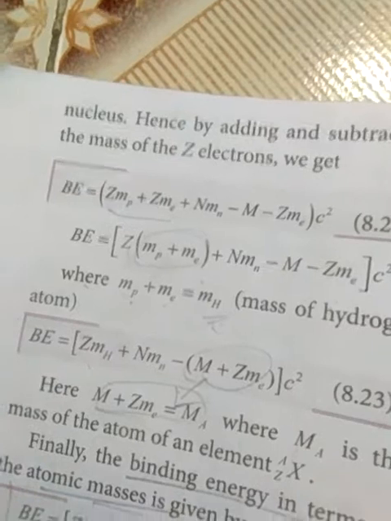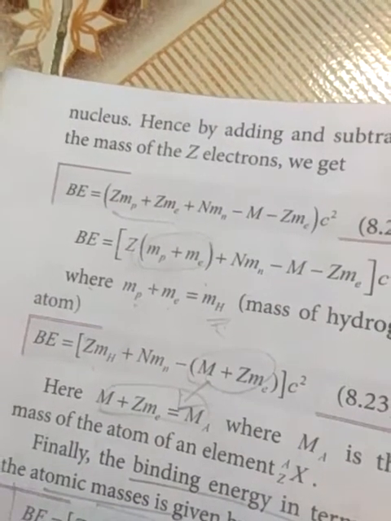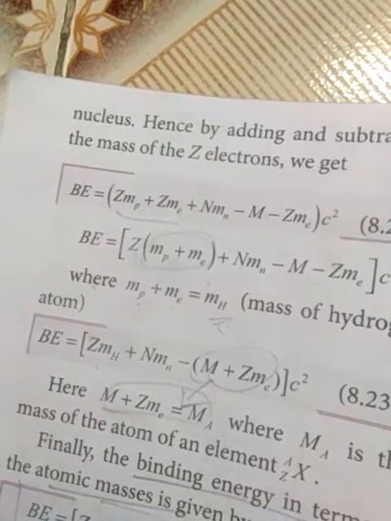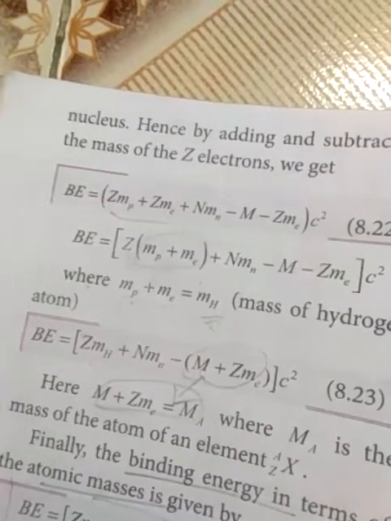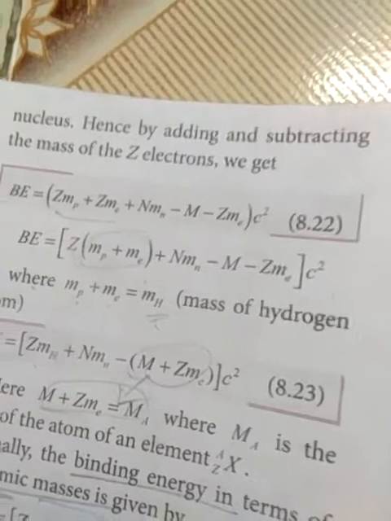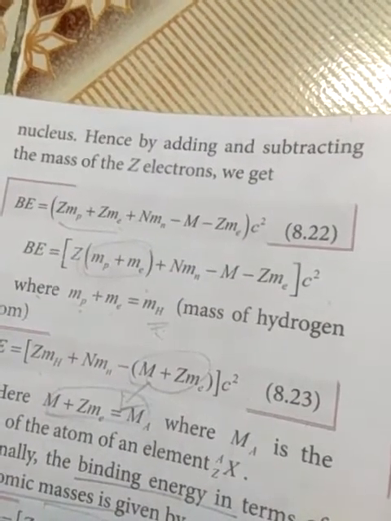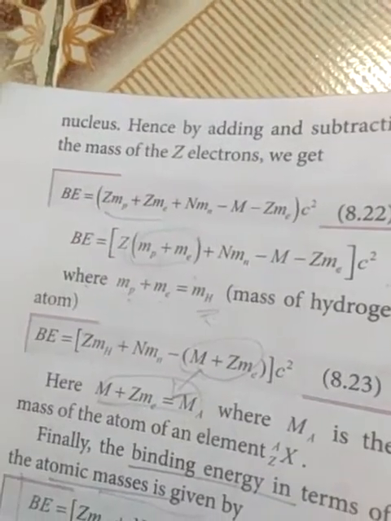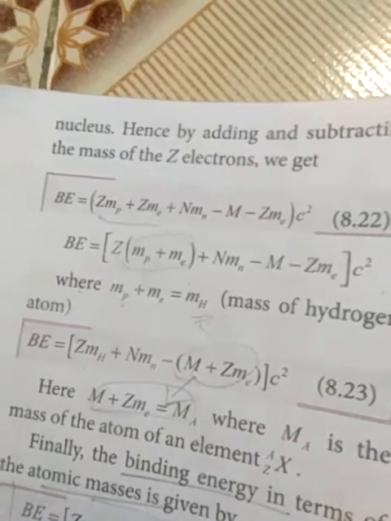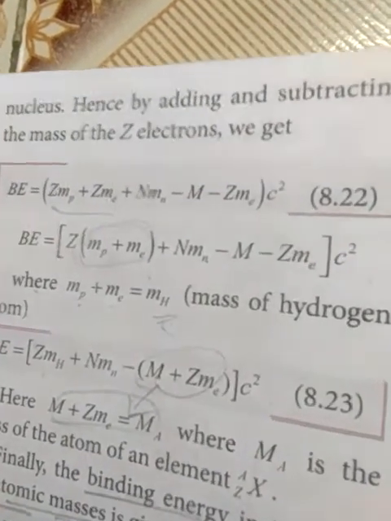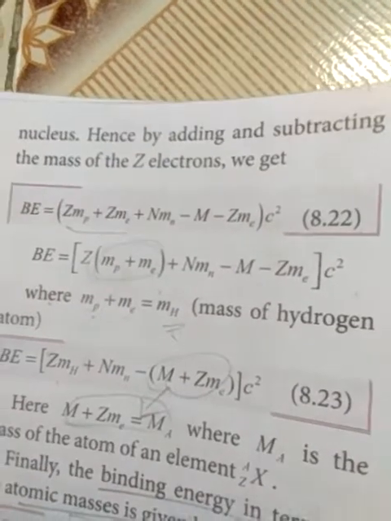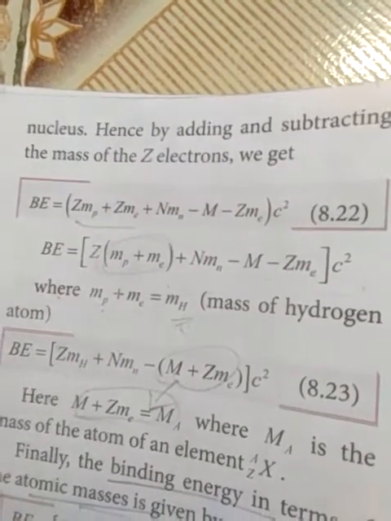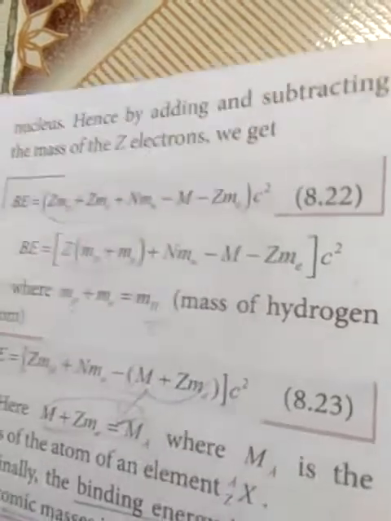Then from the first two terms we take Z common, giving Mp plus Me, which is the mass of hydrogen. Next, for this one we take N Mn minus Z Me. Clear? So taking the minus out, we get minus (M plus Z Me) whole squared times c squared, the whole bracket times c squared.